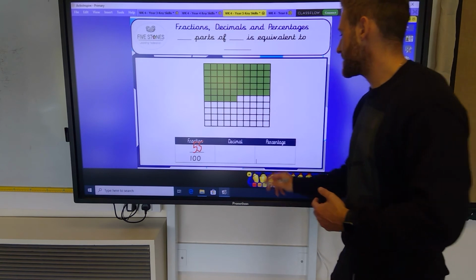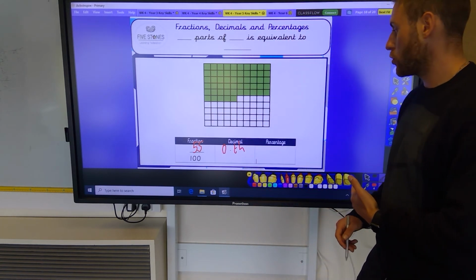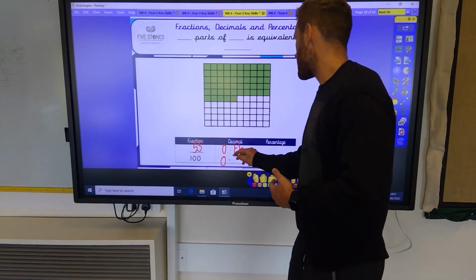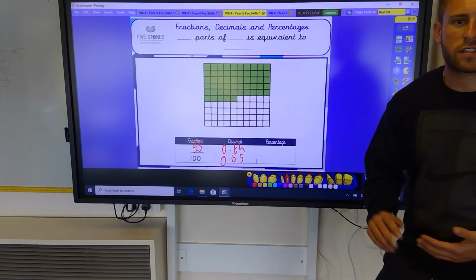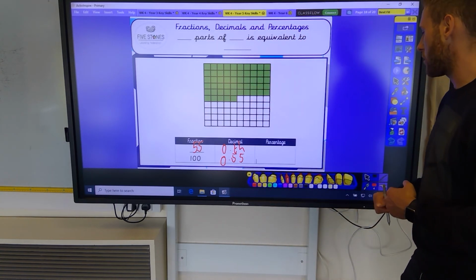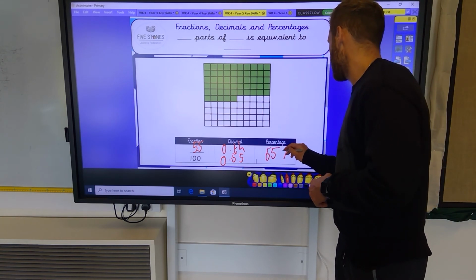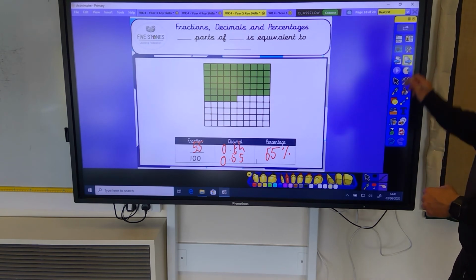hundredths as a decimal. Thinking about place value. Ones, tenths, hundredths. We've got no whole completed ones. We've got 5 tenths and we've got 5 hundredths, or we've got 55 hundredths, and we can see the value of that tenth. The percentage would then be 55%. So fantastic if you managed to get that one.